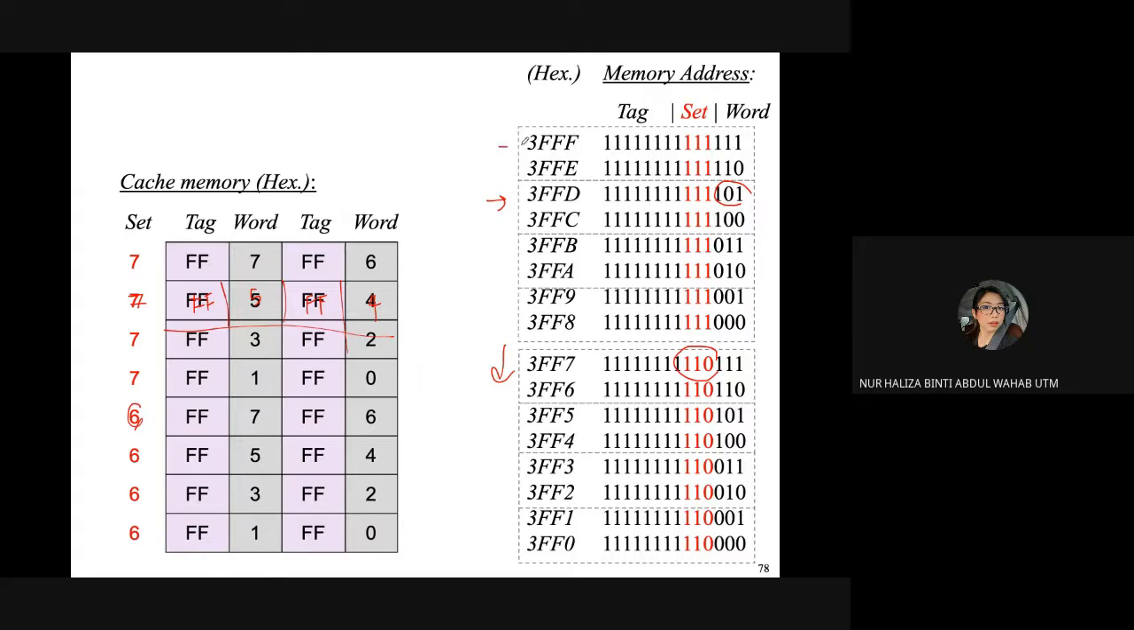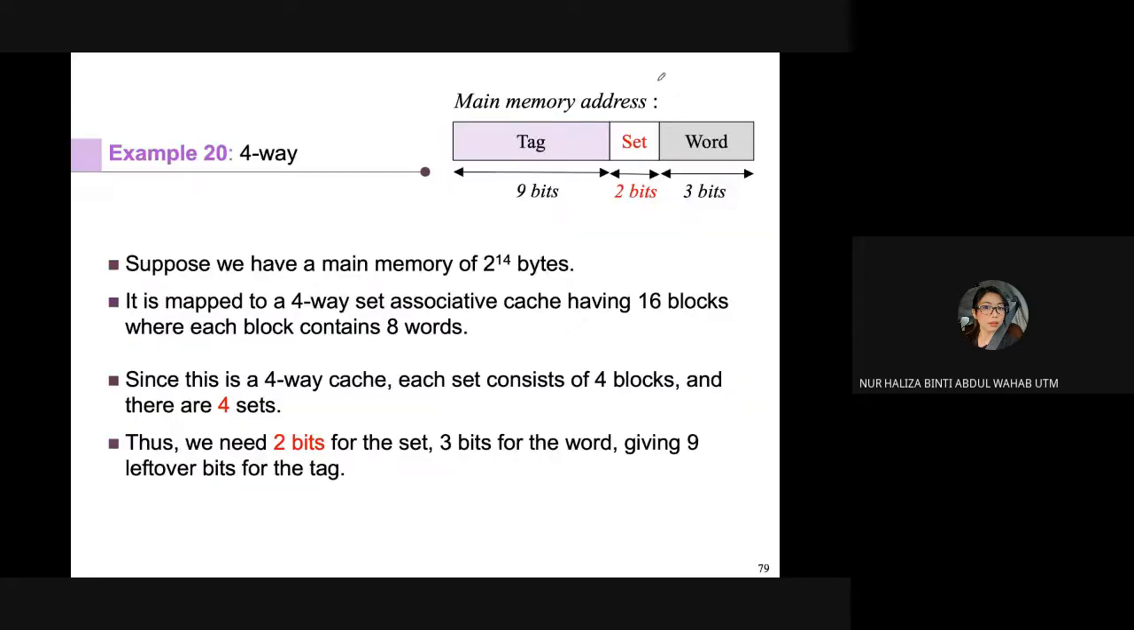And the value of the addresses is given, okay? You are the one who needs to change this into binary, and you need to know how many bits there are for the word, set and also tag. Now that is for your two-way. If you have four-way and you have the same amount of blocks, the same amount of memory, let's say you have 16.